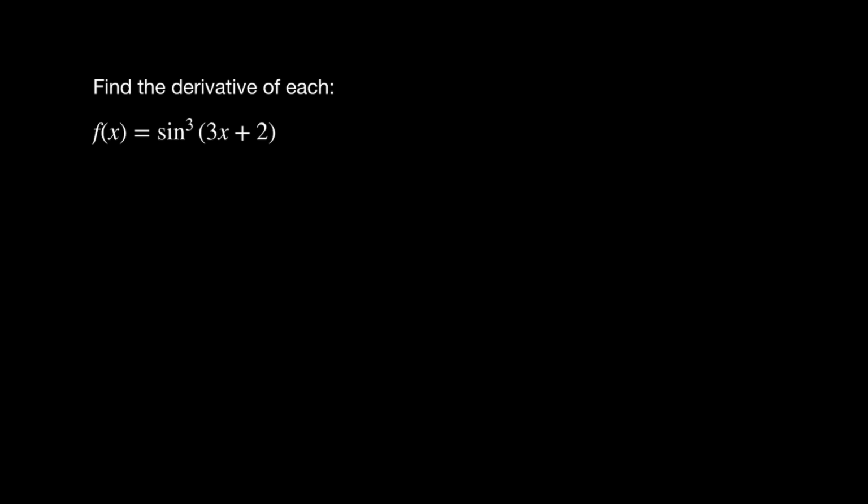All right, let's do another one. Let's take a look at f of x equals sine to the third of 3x plus 2. When you see that exponent right next to a trig function, that sine to the third, what that actually means is we're taking sine of 3x plus 2, that entire expression, and we're raising that to the third power. So I'm going to rewrite the problem. We've got sine of 3x plus 2, and we're raising that to the third power.